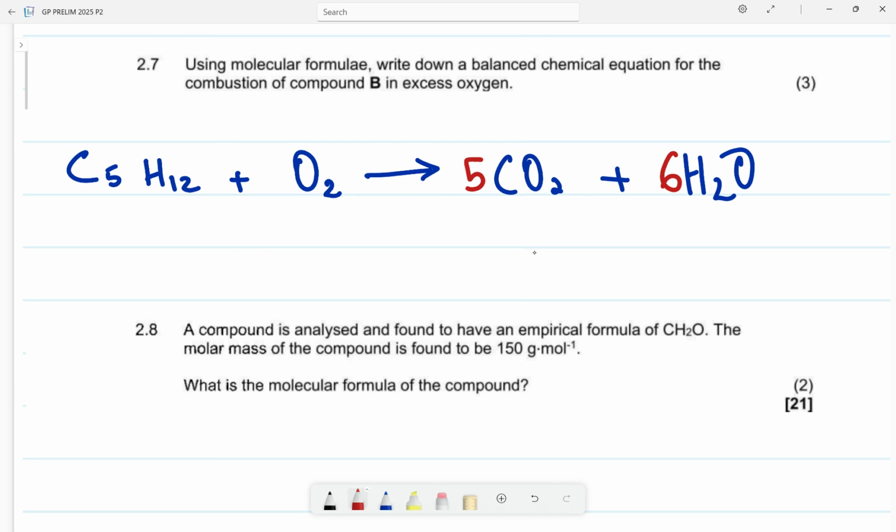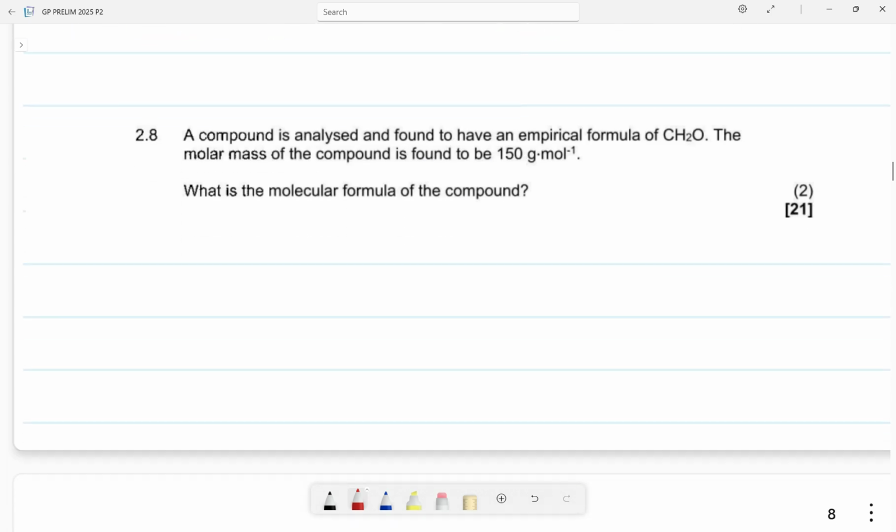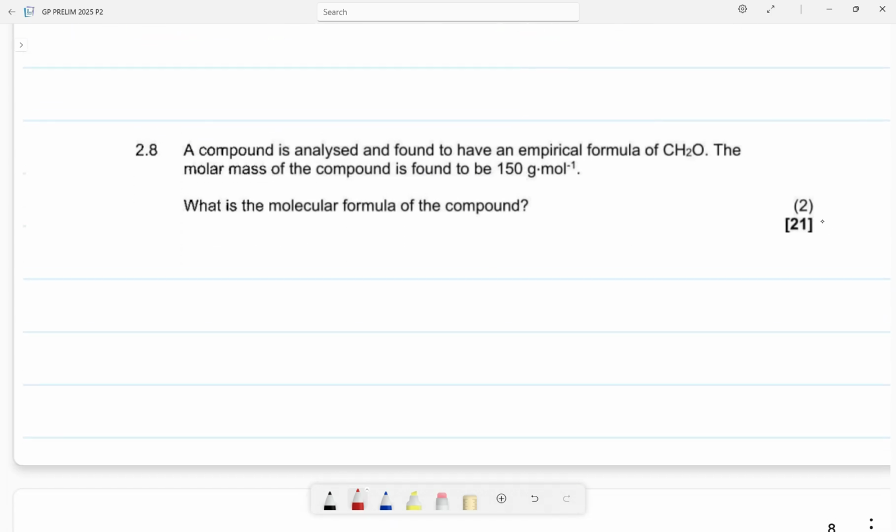Let's now consider our oxygen. 5 times 2, it is 10, plus 6 times 1, it is 6. So this is 16 on this other side. So here it is 2, so I need 8 here. So guys, this is balanced for 3 marks. Balanced for 3 marks, guys. Last question for this one, guys. This was an easy 21 marks.